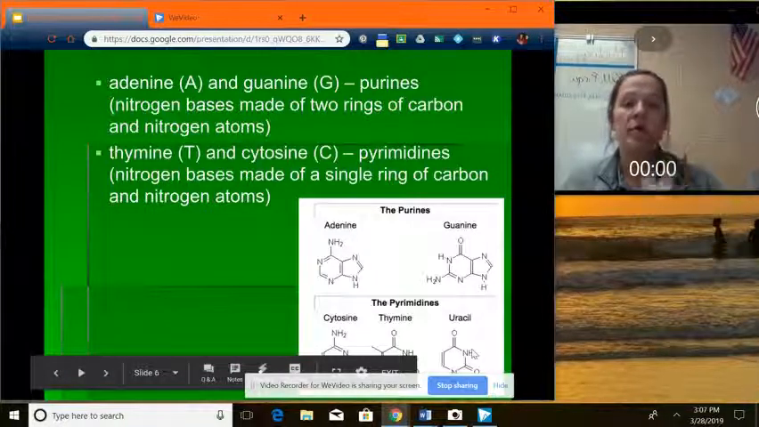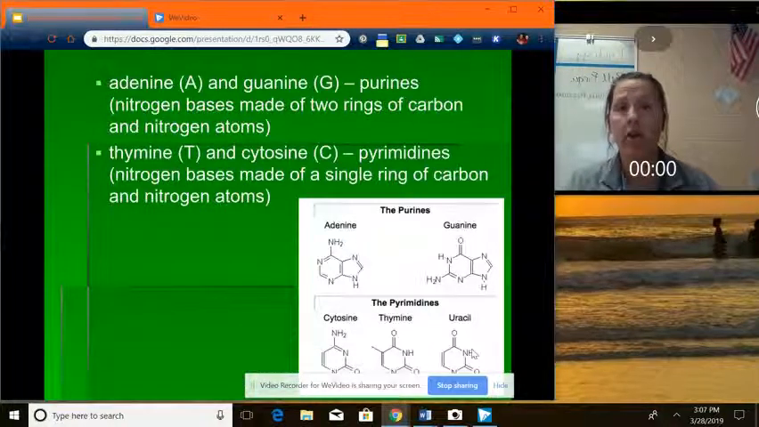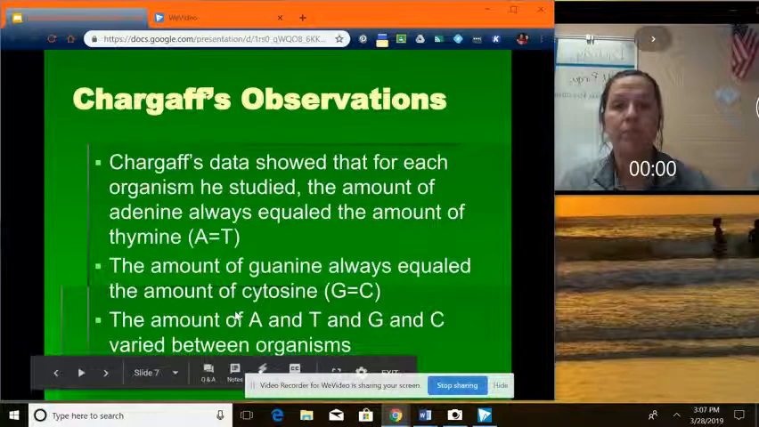There's also a pyrimidine called uracil. We will talk about that when we get into RNA. Uracil is not a part of DNA, so we're not going to talk about it at all right now, but we will visit that later on down the road.